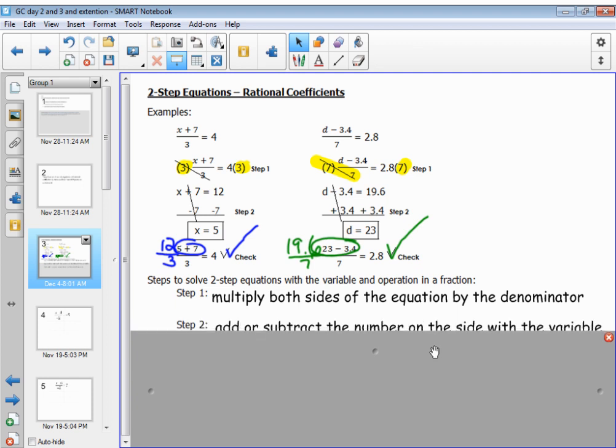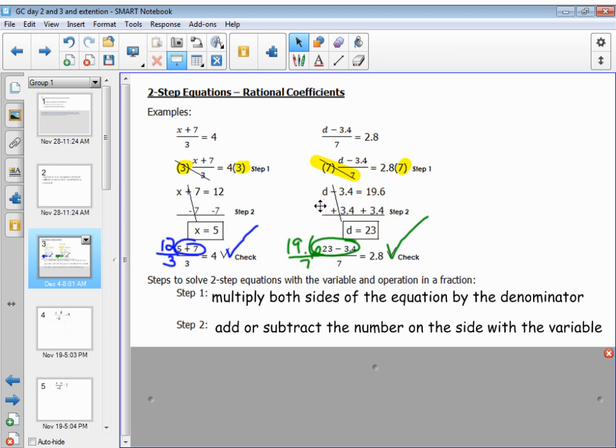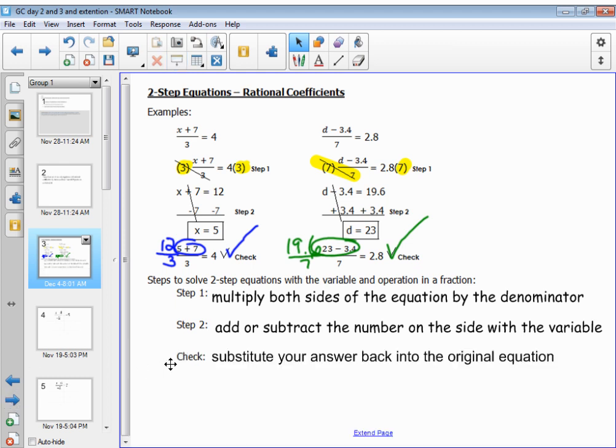After we do that, we want to add or subtract the number on the side that's with the variable. So in our first example, we subtracted 7. It's on the side with x, which is our variable. Our second example, we added 3.4 because it's on the same side as our variable d. Our last thing is to check. You are substituting your answer back into your original equation. When you have completed copying these notes, flip your page over. We're going to go through 2 examples together.